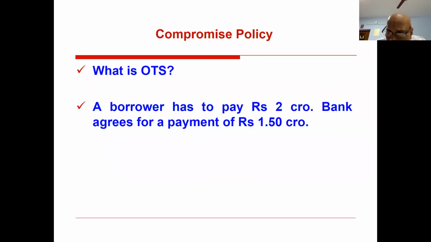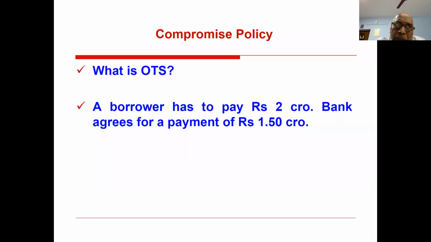This question was asked to some level last year. Only one point from this slide I will tell you so you will understand. A borrower has to pay rupees 2 crores to the bank. The bank agrees for a payment of 1.50 crores and says, I will write off 50 lakhs from the books and I will also hand over all the documents to you. So this is generally what we call one-time settlement, OTS or compromise. That is, the bank compromises 50 lakh rupees where it has to get 2 crores.